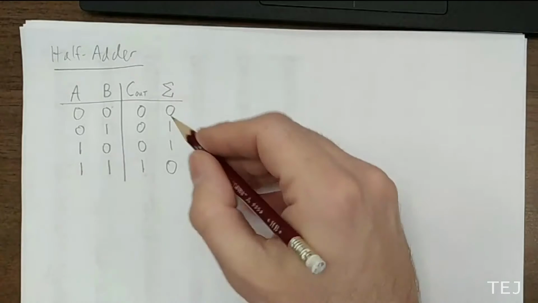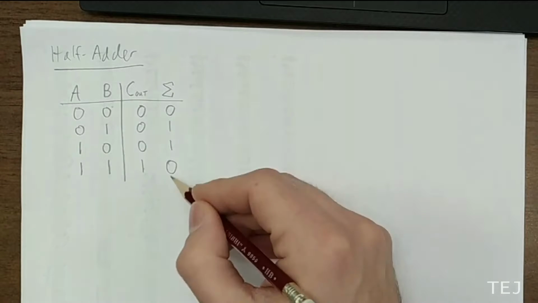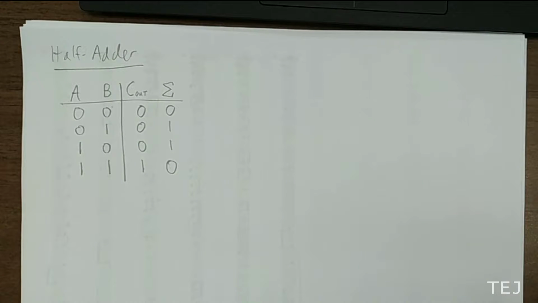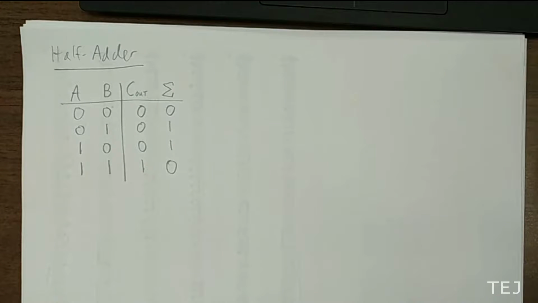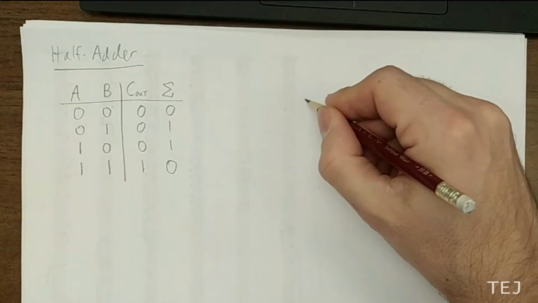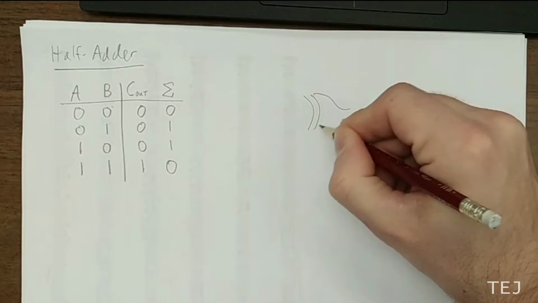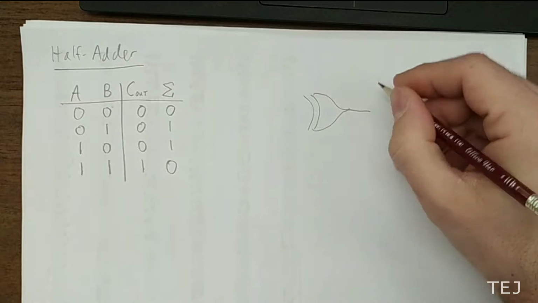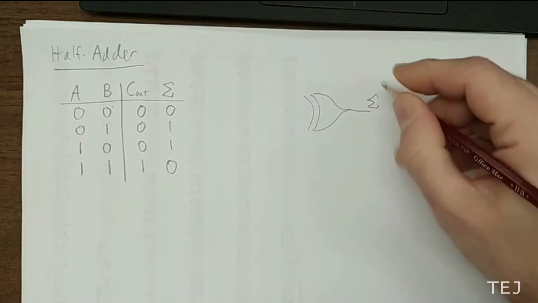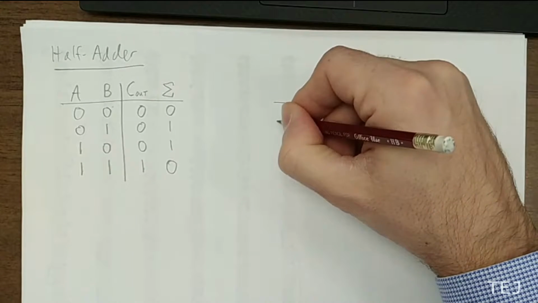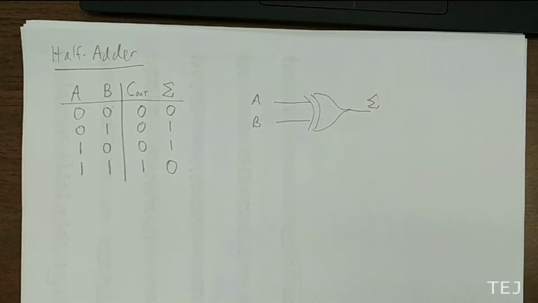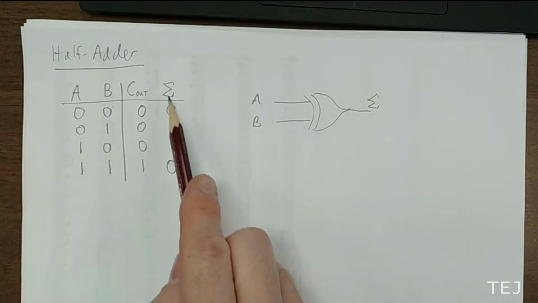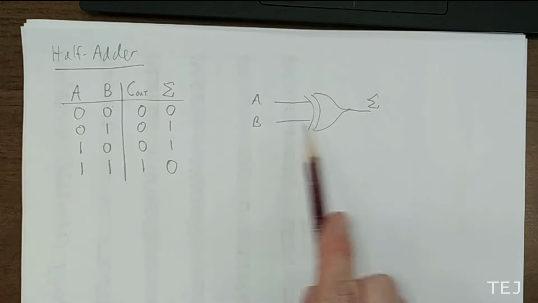So what does the sigma column look like to you? Which basic gate? Any ideas? It's the XOR gate, right? C out and sigma. So we can represent the sigma column by using an XOR gate.